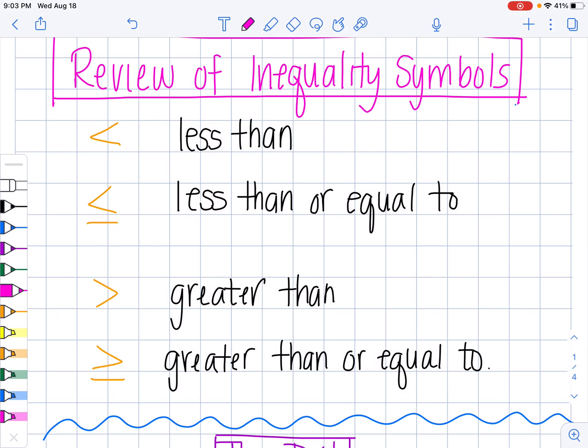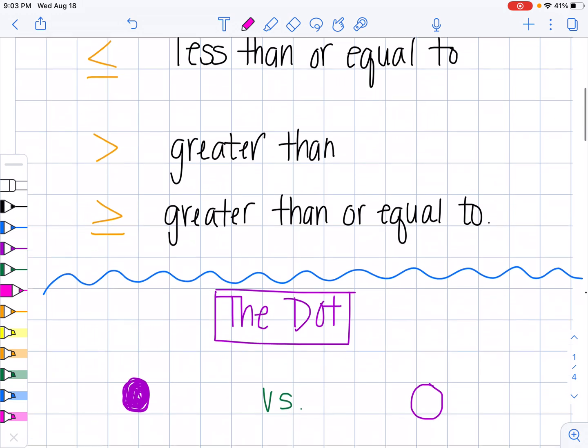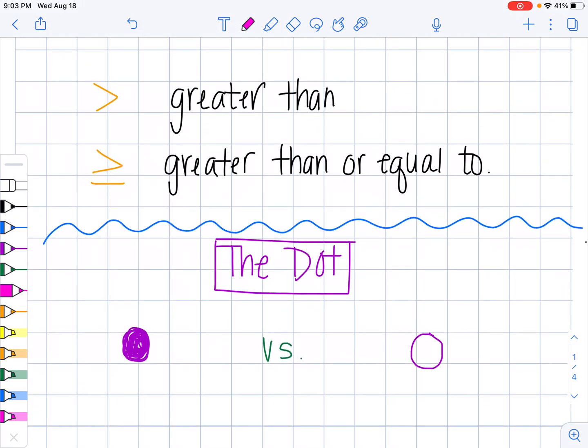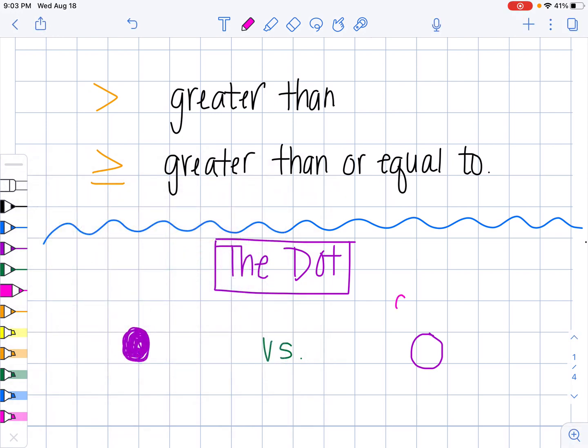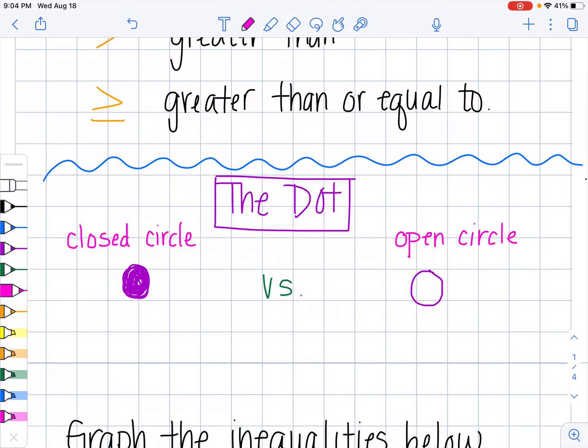Okay, so when we're graphing, we're going to use a number line, and then we have to determine what kind of dot we're going to use. So we have to know the difference between the dots. We have what's called an open circle, which is this one, and a closed circle. We use an open circle when I have a less than or a greater than symbol, because it means that my point is not included. I use a closed circle when I have a less than or equal to or greater than or equal to inequality, because that means that my point is included.